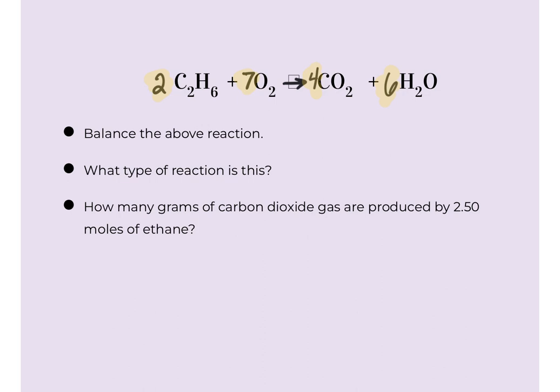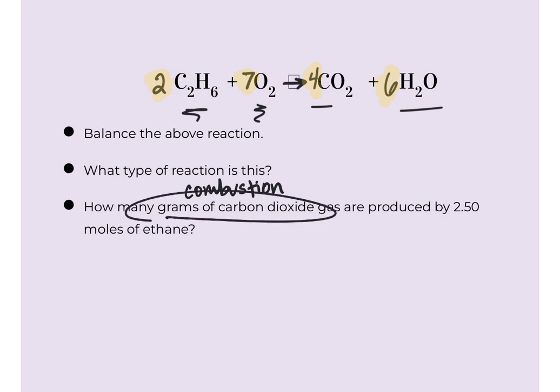And the type of reaction this is, a combustion problem. I know it's a combustion because I have a hydrocarbon reacting with oxygen to produce carbon dioxide and water. That's consistent with every combustion reaction. So here, very similar to our previous problems, we're being asked to calculate grams of CO2 if we have 2.5 moles of ethane to start, ethane being the C2H6. So we're going to be starting with 2.50 moles of ethane.